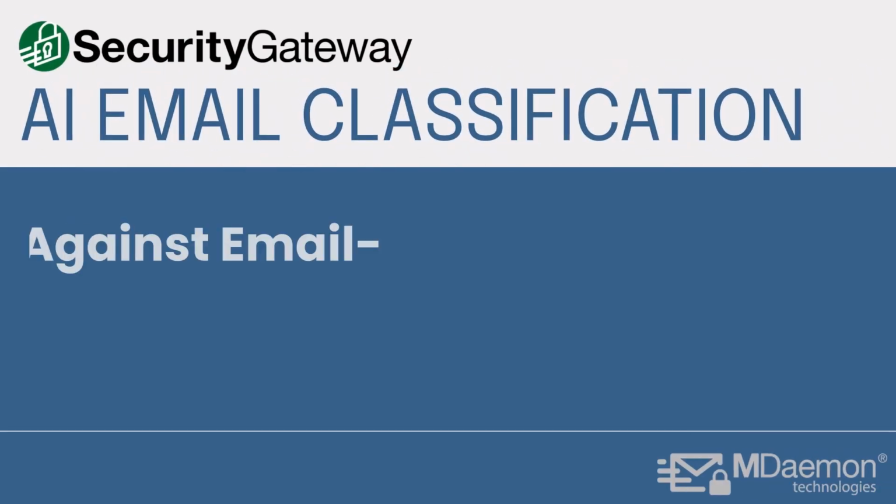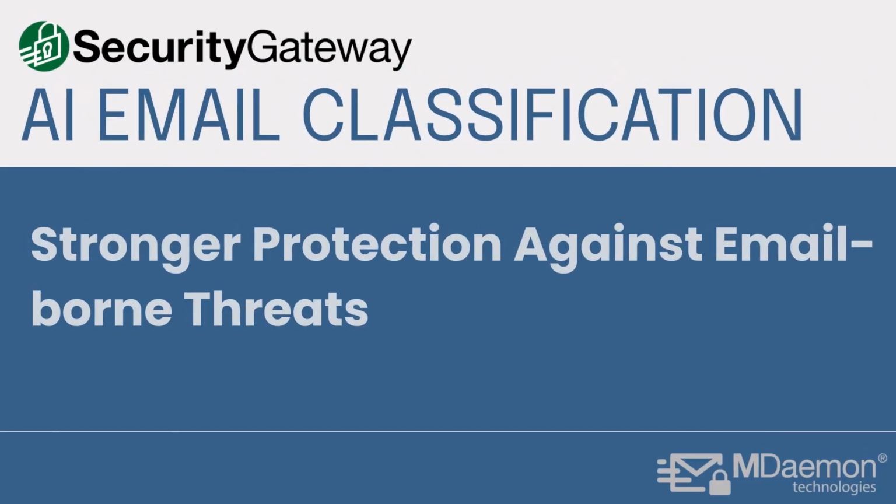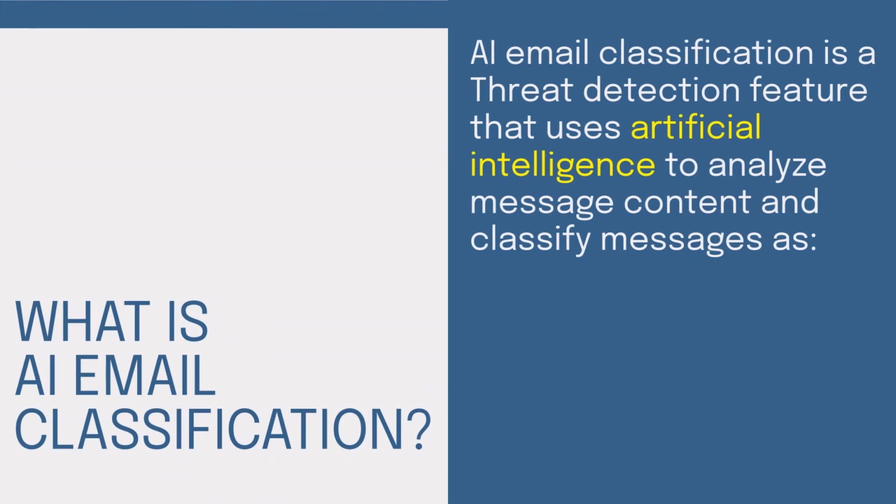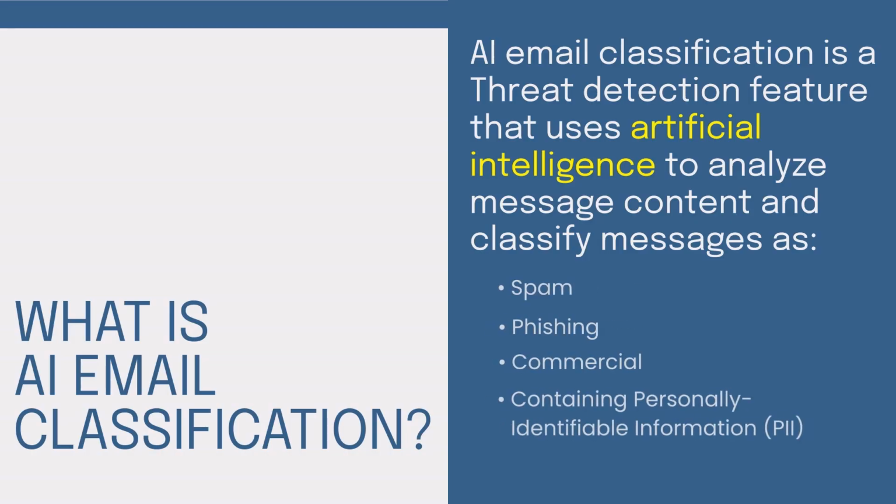SecurityGateway includes AI email classification for stronger protection against email-borne threats. AI email classification is a threat detection feature that uses artificial intelligence to analyze message content and classify messages as spam, phishing, commercial, containing personally identifiable information, or legitimate.